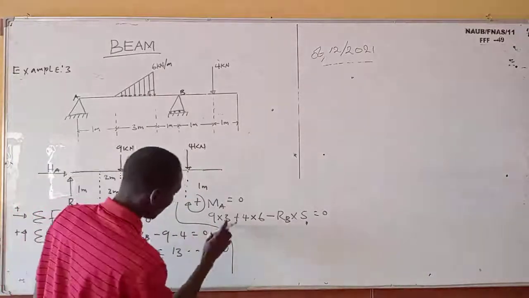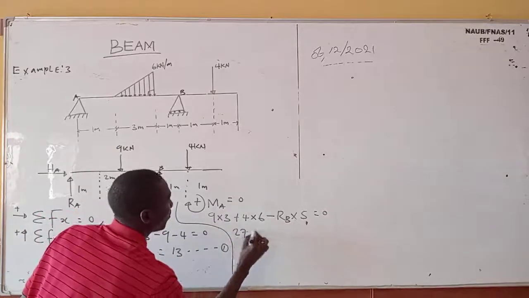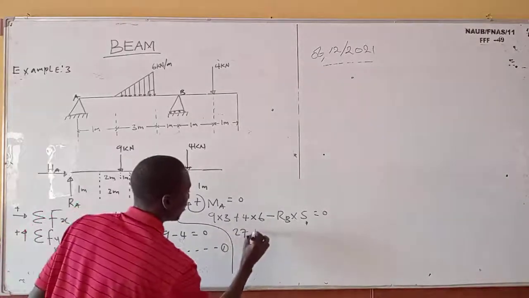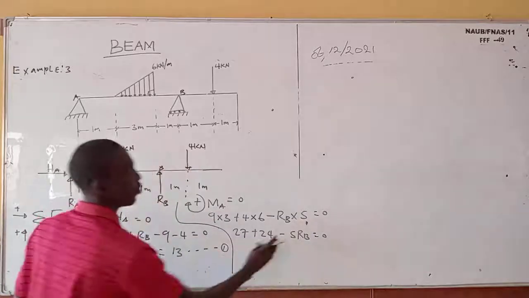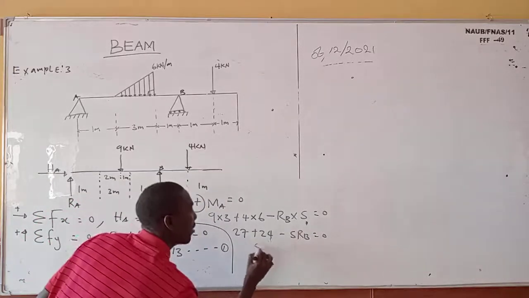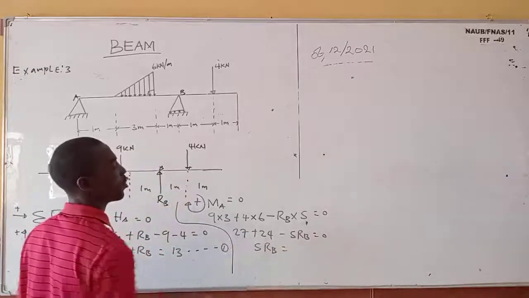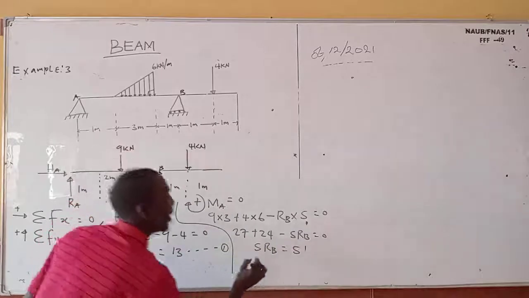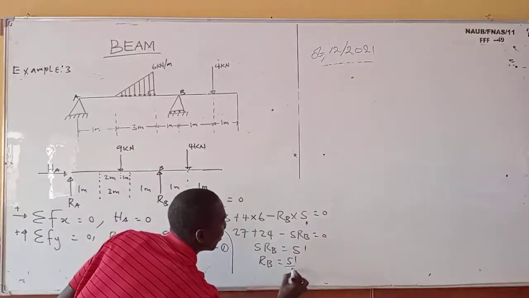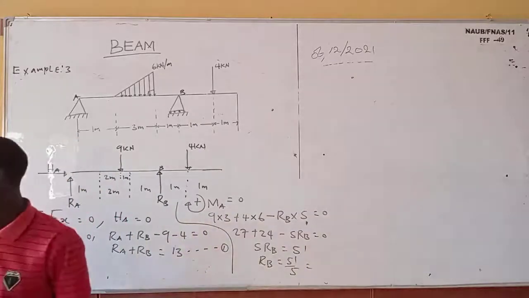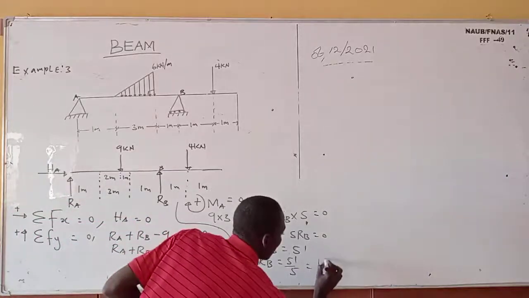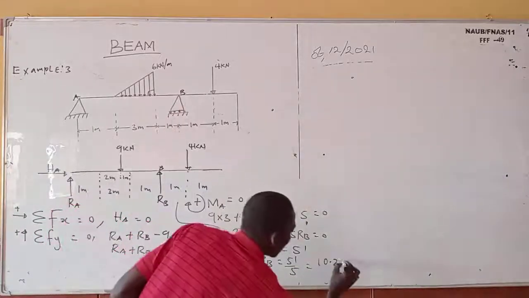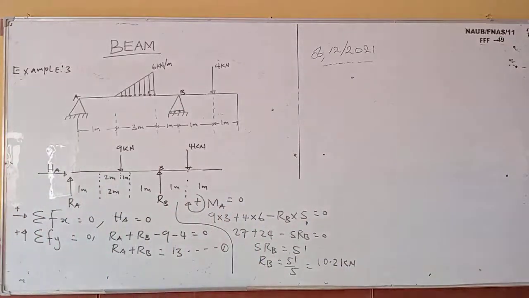So now, 9 times 3 is nothing but 27. And 4 times 6 is nothing but 24, minus 5 RB equals 0. So it means that 5 RB will be equal to 27 plus 24, which is 51. And RB is equal to 51 over 5. If you divide 51 by 5, I don't have my calculator, but I think it's 10.2, if I'm not mistaken. Yes, 10.2. So RB is 10.2. But don't forget, the unit is kilonewton. You get that?